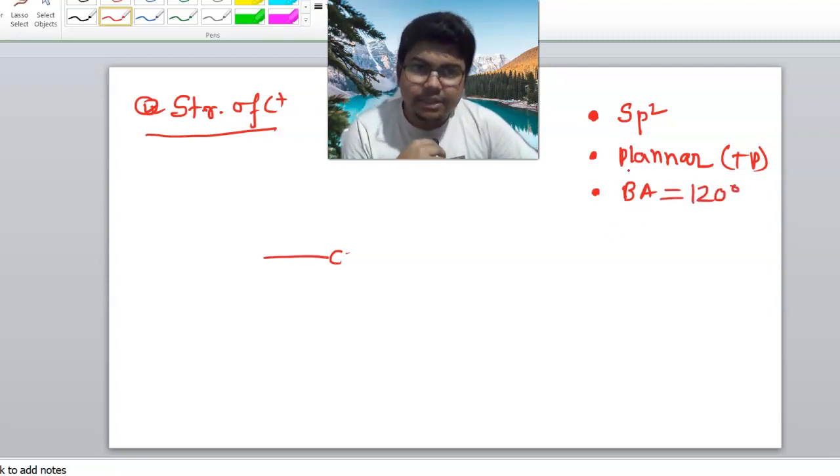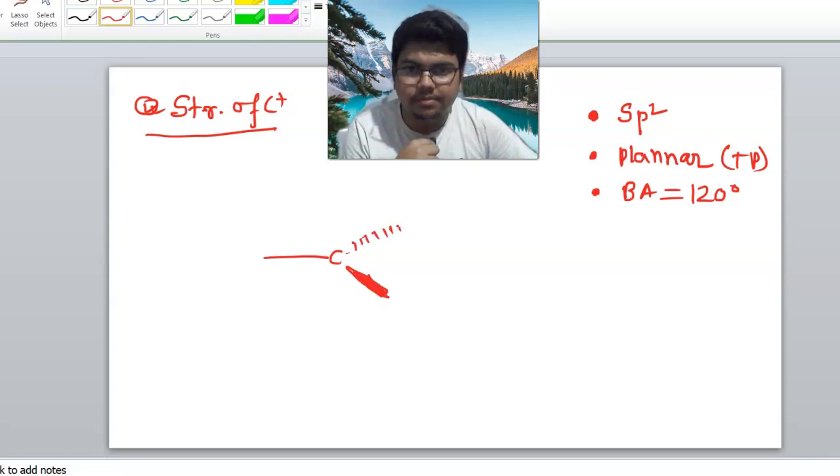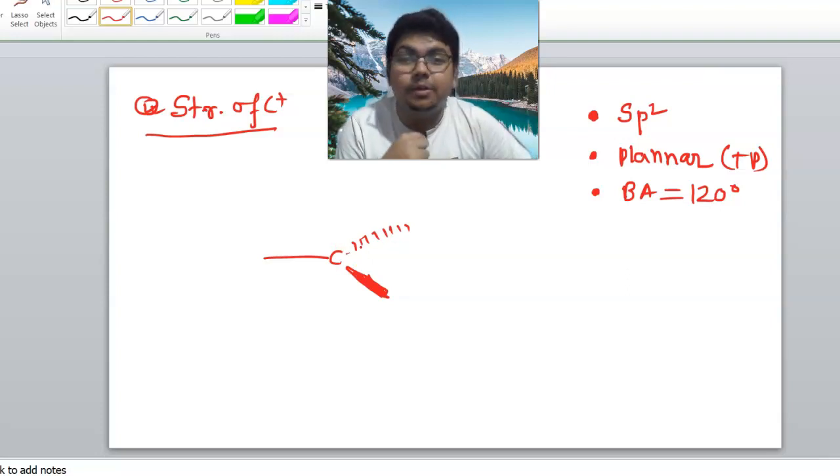As it is sp2, as it is planar, let's draw its structure. Suppose this is carbon and one group is above the plane, some group is below the plane. All of this is in a plane, in a horizontal plane actually, the plane perpendicular to the board. Suppose the groups here are A, B, C.